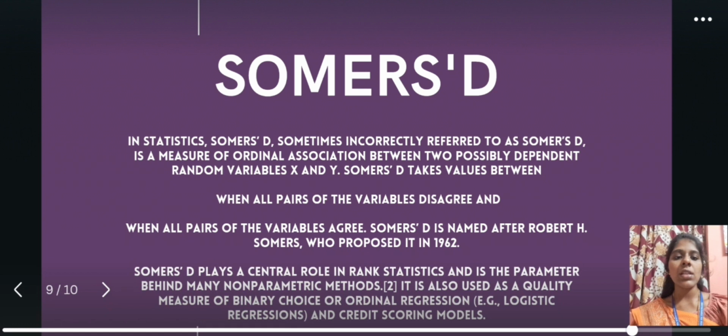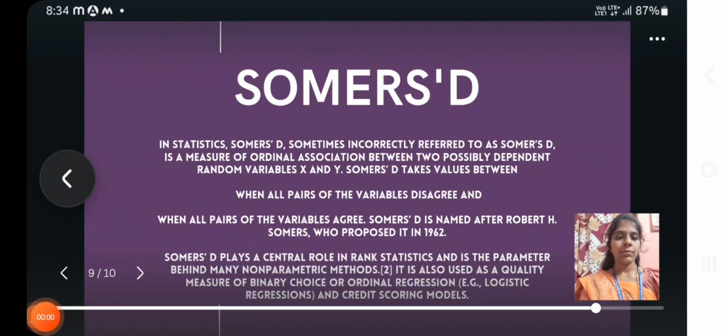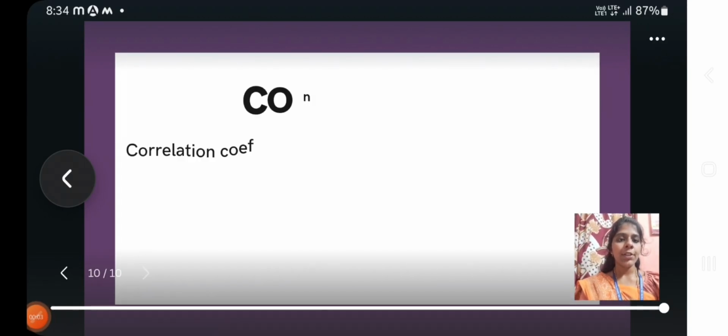Somers' D plays a central role in rank statistics and is the parameter behind many non-parametric methods. It is also used as a quality measure of binary choice or ordinal regression and credit scoring models. Conclusion.